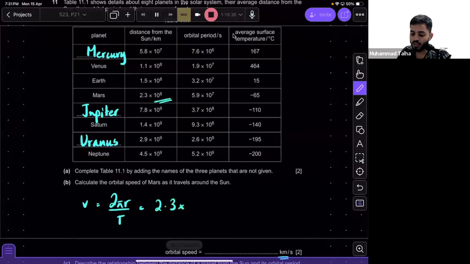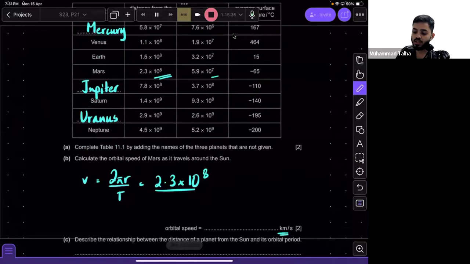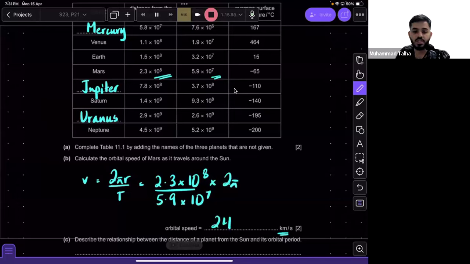2.3 into 10 to the 8. And time is also given in seconds, and that's also what the answer is wanted in. So 5.9 into 10 to the 7. Oh, I just forgot the 2 pi, right? So when you find this out, this turns out to be 24 kilometers per second, correct to 2 significant figures.